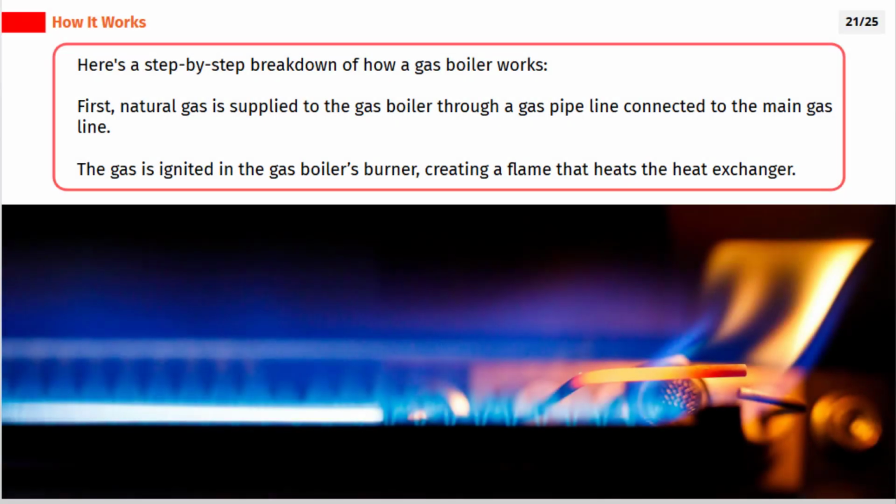Here's a step-by-step breakdown of how a gas boiler works. First, natural gas is supplied to the gas boiler through a gas pipeline connected to the main gas line. The gas is ignited in the gas boiler's burner, creating a flame that heats the heat exchanger.